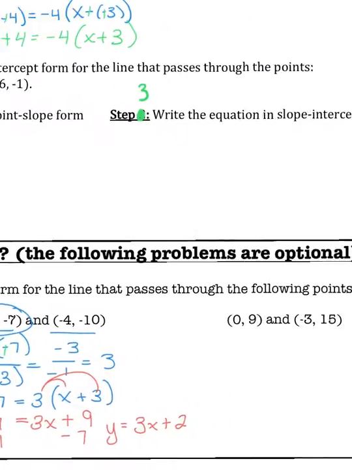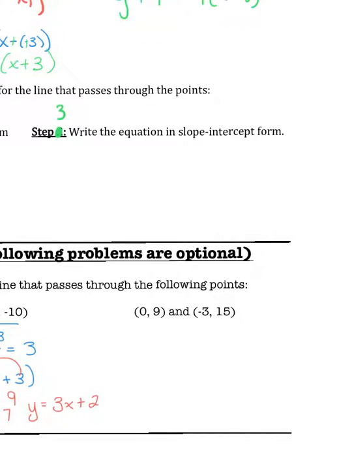All right, and then the final example if you need it. Again, starting with slope, I'll do 15 minus 9 all over negative 3 minus 0. 15 minus 9 is 6. Negative 3 minus 0 is negative 3. So I kind of like this one because now I have a negative 2 as a slope. I'll use this as my point in my point slope form.